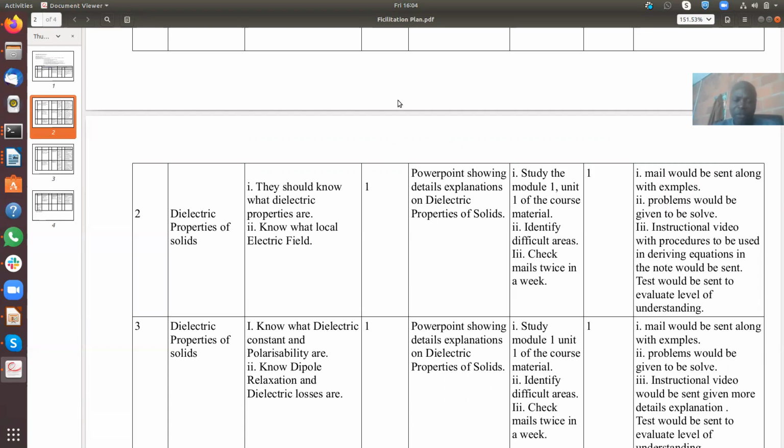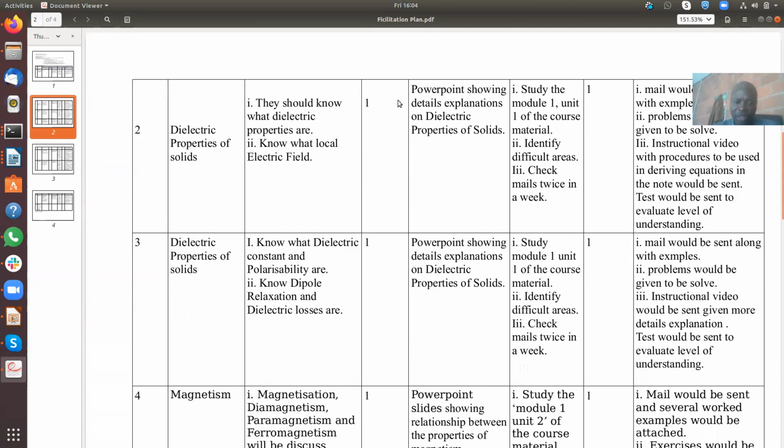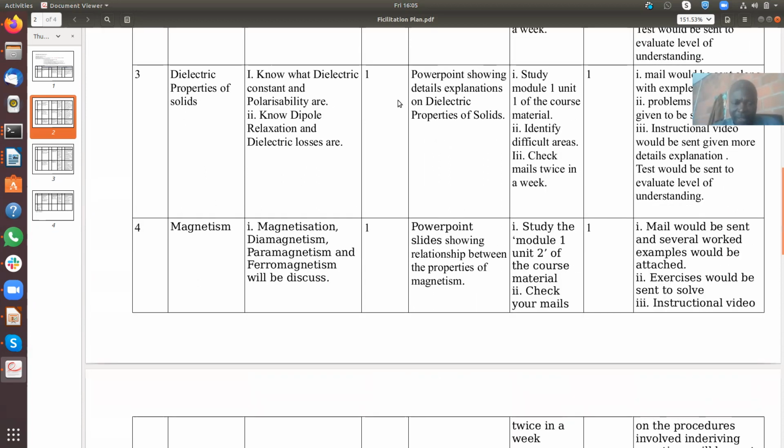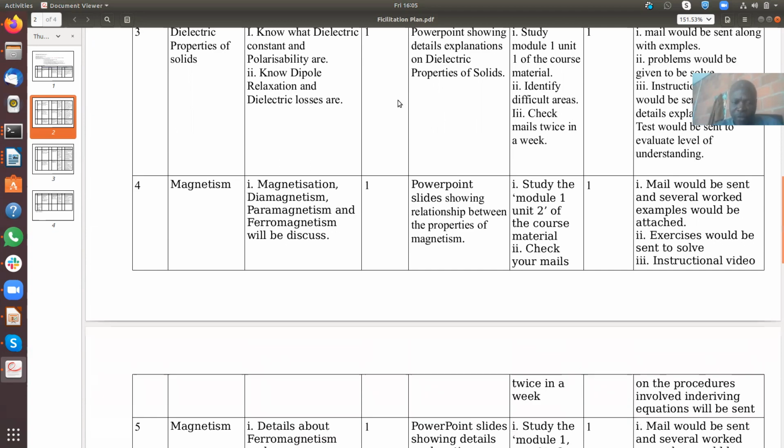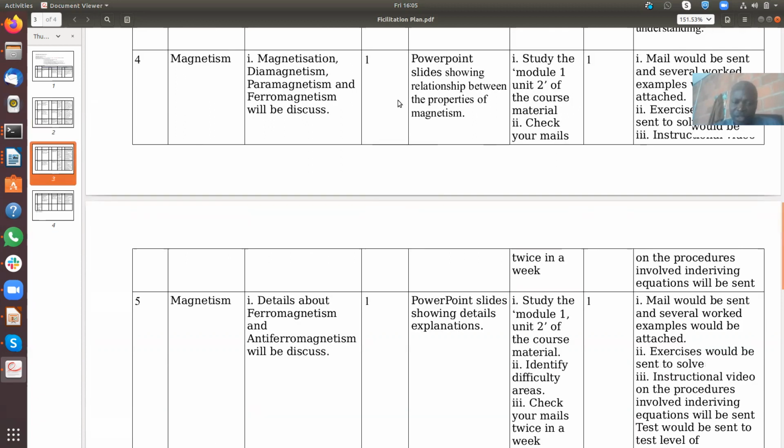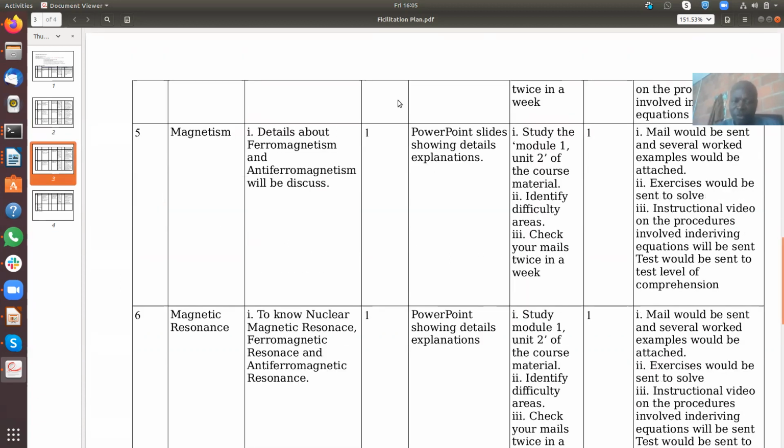This also will span to the third week, where we are going to be looking at polarizability, dipole relaxation, and dielectric losses in some of these materials. In the fourth week, we shall be looking at magnetism. Then we consider the concept of magnetization, diamagnetism, paramagnetism, and ferromagnetism, which are going to be discussed in detail, and it also spans to the fifth week.